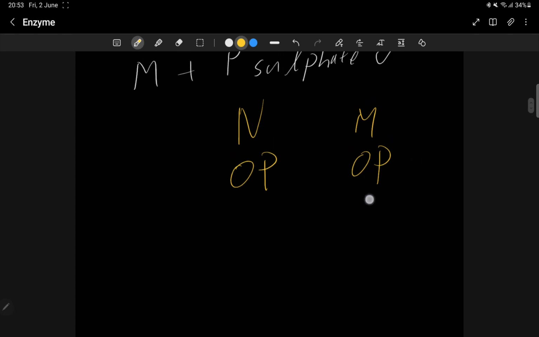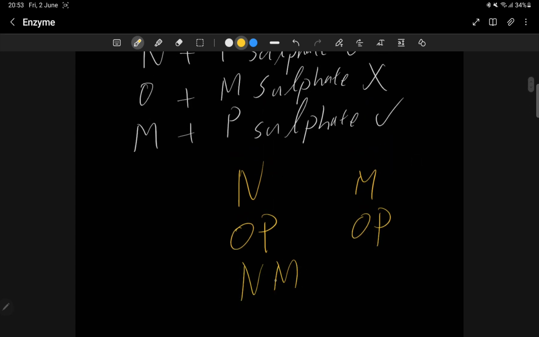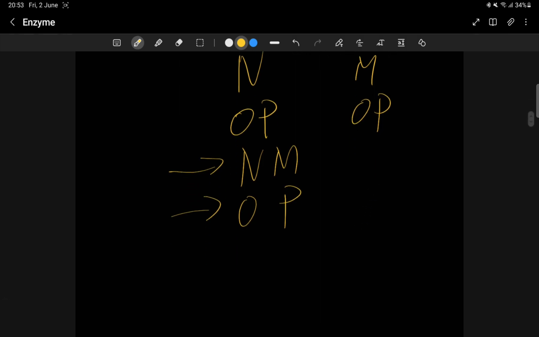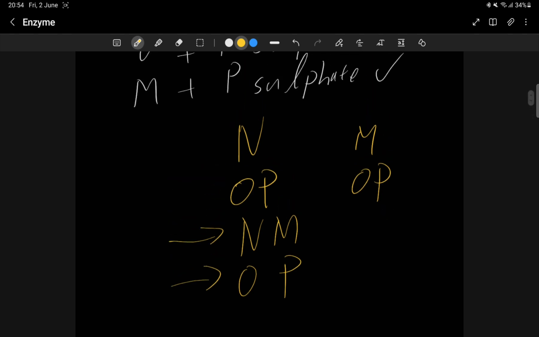So we know that N and M are above, O and P are below, right? So from this information here, we know that the two most reactive ones are N and M, and the two least reactive ones are O and P. If we look at the options, A is the only one where N and M are at the top, and P and O are at the bottom. Okay, and that's how you would do this kind of question. Okay, if that's unclear, please let me know.